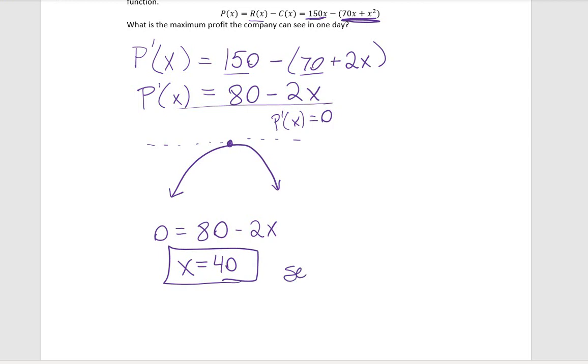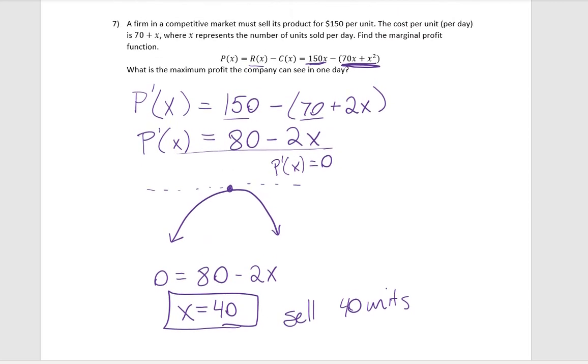That means when they sell 40 units. Any less than 40 units, they're not going to be making as much money per unit anymore, and they're actually going to see that they start to lose money. Okay, so that is it for these solutions. Just keep in mind that we are doing applications, so thinking of it in a real-world context is a great idea.